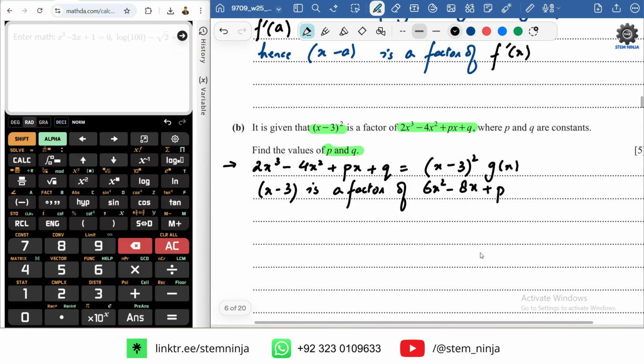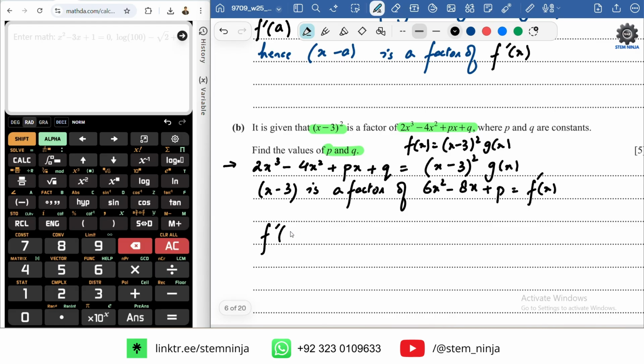Okay, so let's call it f prime of x. f of x is equal to (x minus 3) whole squared times g of x. f prime of x is 3 times 2, 6x squared minus 8x plus p. So when we plug in f prime of 3, we get 6 times 3 squared minus 8 times 3 plus p equal to 0.